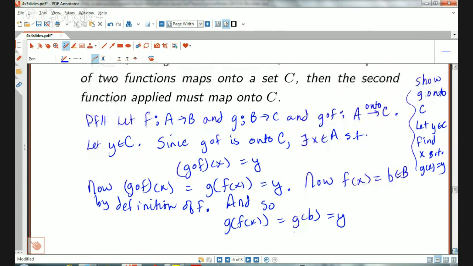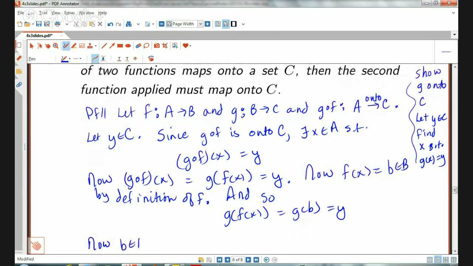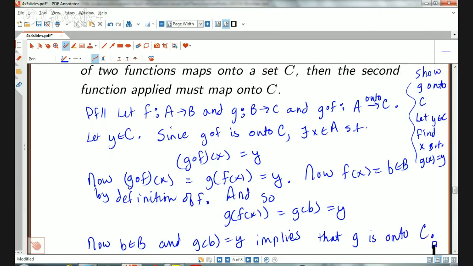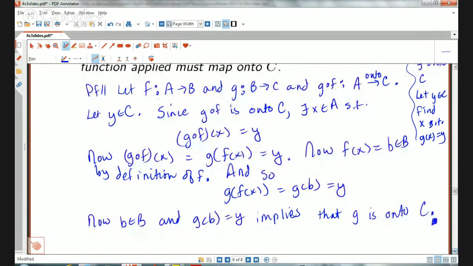So if b is in B and g of b equals y, then that implies that g is onto. It's onto because the y was an arbitrary value. We found a value in B that gets mapped to it. Any questions on that? Let me scroll it up so you guys can see it a little bit better.